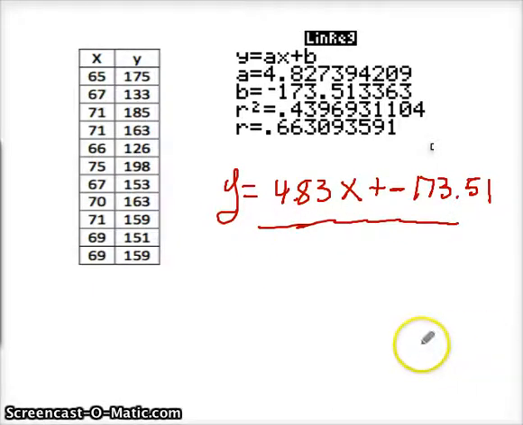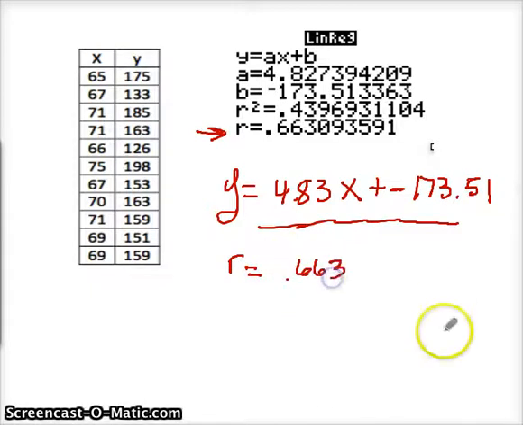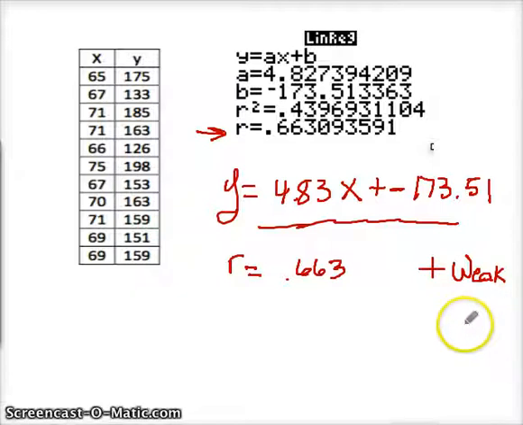Number 2, find the correlation coefficient. That is R, okay? So R is equal to 0.663. Now, please keep in mind that's positive, but it's kind of weak, okay? It's not real strong, okay? So that would be a message I would say there.